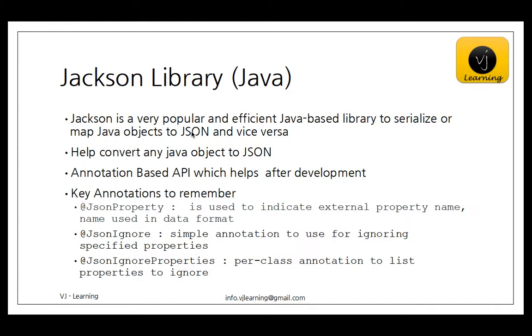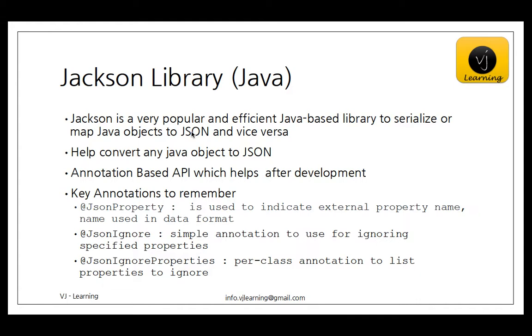So JSON is a very popular and efficient Java-based library to serialize or map Java objects to JSON and vice versa. So it's used for converting JSON strings into Java objects or Java objects into JSON strings. It's an annotation based library. It helps us with faster development. For that matter, most of the applications and libraries today are annotation based. So in this video, we will learn the very basics of JSON.